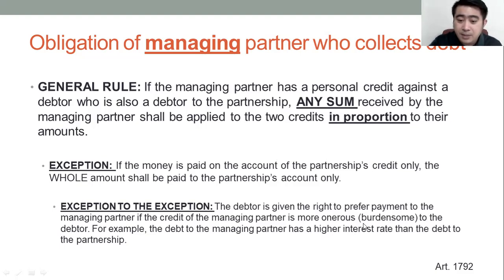For example, partner ako sa isang partnership. Tapos nagpautang ako kay A. Si A pala may utang din sa partnership. But class, remember, managing partner ako. I can't be just any partner. I have to be a managing partner. So class, ibig sabihin, kapag magbabayad si A sa partnership, kanino siya magbabayad? Well, most likely sa akin because I'm the managing partner.